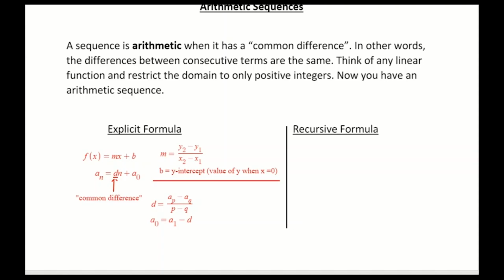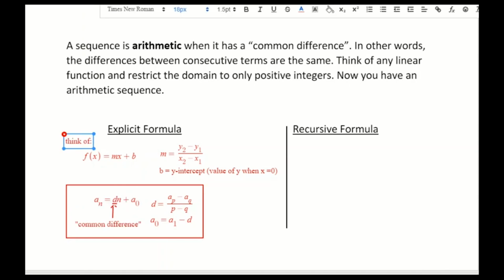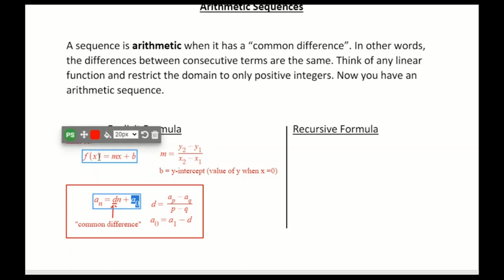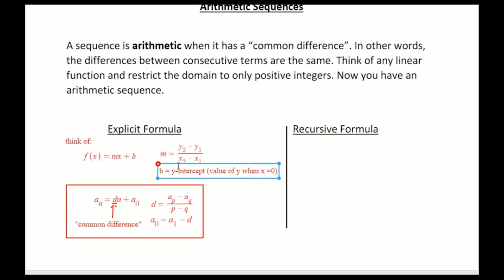I want to take a moment here to clean this up. Bear with me a second. Okay, I like this a little better. So just to be clear, the explicit formula is this one right here. This is how we're going to write our equations. This over here is just showing you how to find the d and a sub 0. Up here, I'm showing you what you should be thinking about. You already know a lot about linear functions, so if you just apply what you know to the sequence notation, you should be good to go.